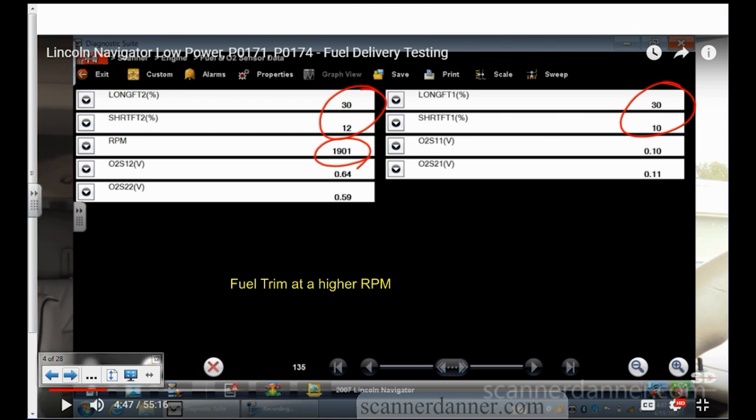I'm worried about my fuel pressure, for sure, and I'm worried about my mass airflow sensor. Those are my two biggest concerns with lean conditions that get worse at a higher RPM. Okay? So take the vehicle for a test drive is my next thing.